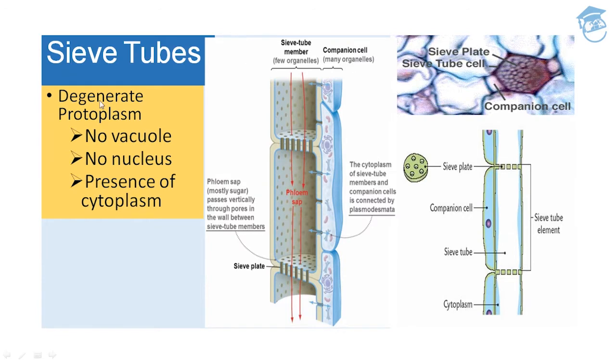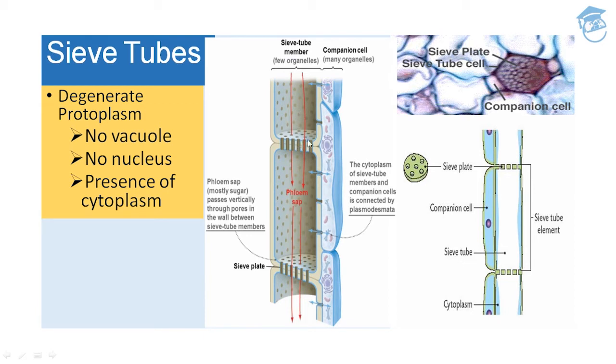Sieve tube has degenerate protoplasm in it. It has no vacuole, no nucleus, only the presence of cytoplasm. So this, as you can see, is a sieve tube member. It has only a few organelles present in it. It has sieve plate that allows the movement in two-way direction. This is companion cell which has many organelles, unlike sieve tube member which has few organelles.